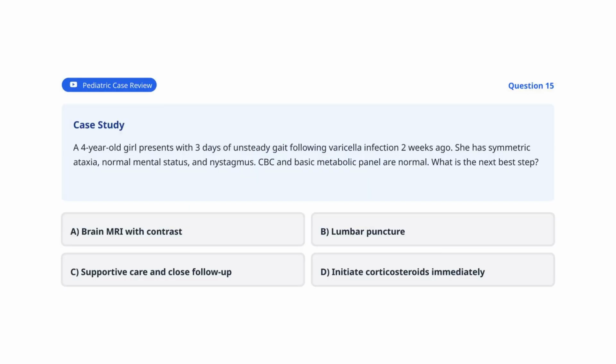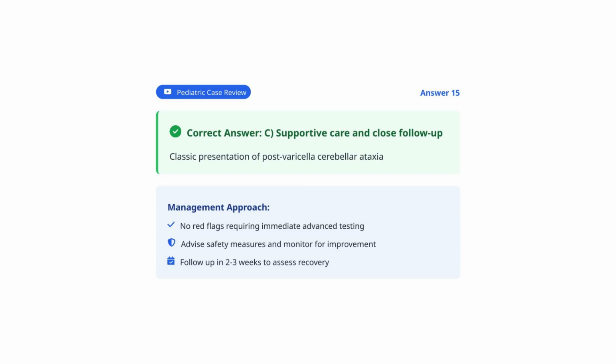A 4-year-old girl presents with 3 days of unsteady gait following varicella infection 2 weeks ago. She has symmetric ataxia, normal mental status, and nystagmus. Complete blood count and basic metabolic panel are normal. What is the next best step? Is it A. Brain MRI with contrast, B. Lumbar puncture, C. Supportive care and close follow-up, or D. Initiate corticosteroids immediately? The correct answer is C.